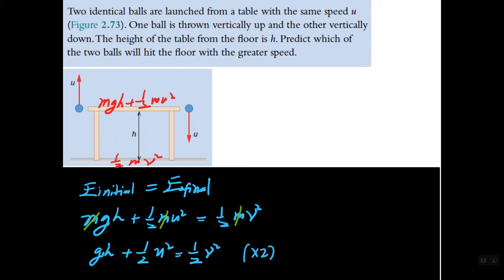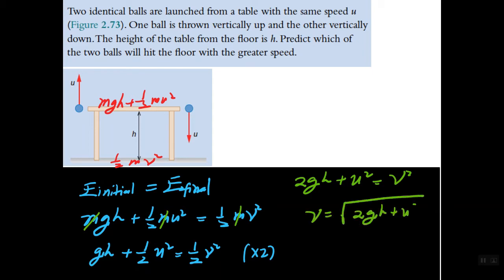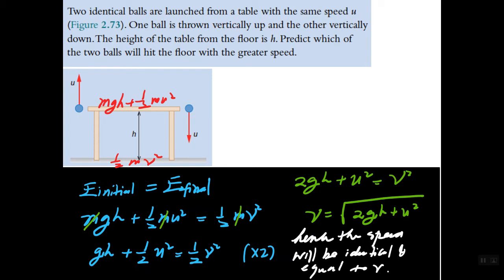Both sides times 2gh plus u squared plus v squared. Both sides apply square root. That indicates the speed will be identical and equal to v. So, interestingly, the final speed of both balls is equal, which is equal to the square root of 2gh plus u squared. It depends on the height from the table, h, which is the same, and the initial velocity u, which is the same.